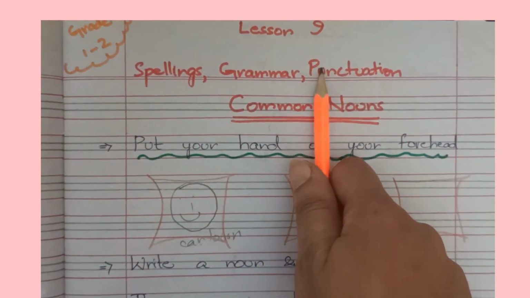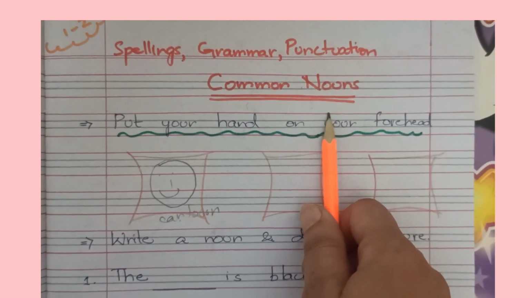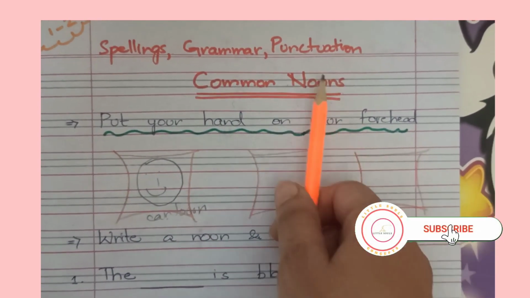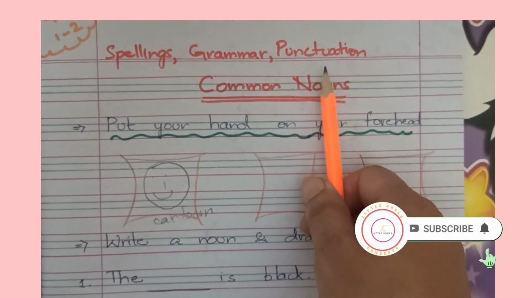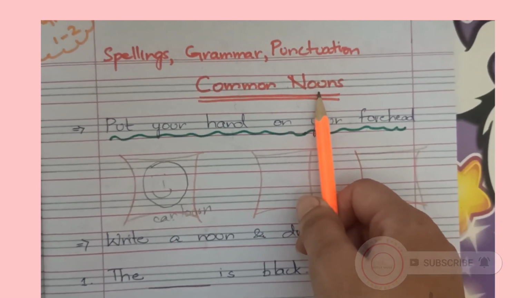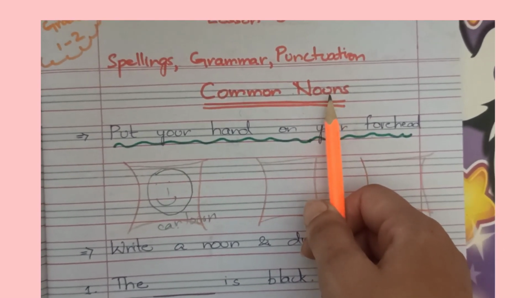Lesson number 9 is about the common noun. The action for this is to put your hand on your forehead. You know what the common nouns are? Anything that has a name, and anything around us is basically a common noun.